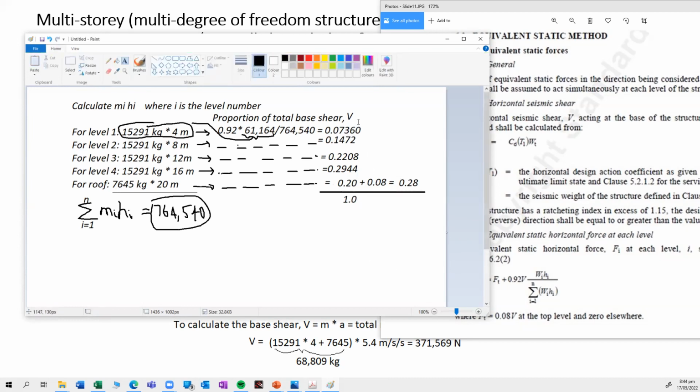Okay, so these here, what are these? We're calculating here our proportion of total base shear. So at each level, this is how much of the total base shear each level will take.